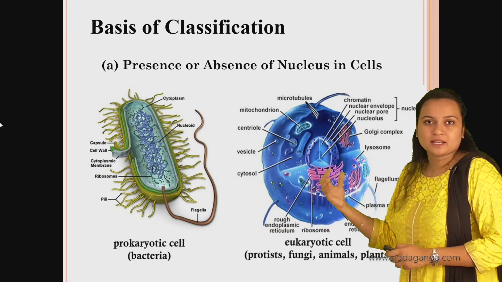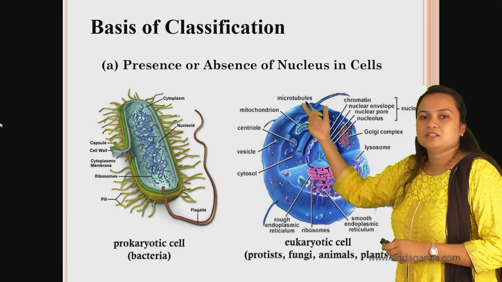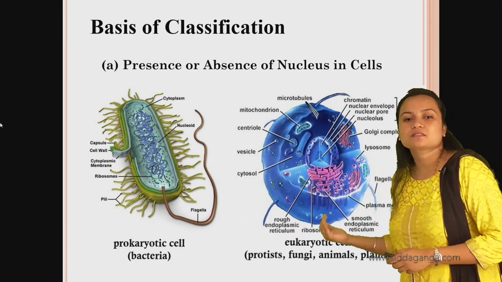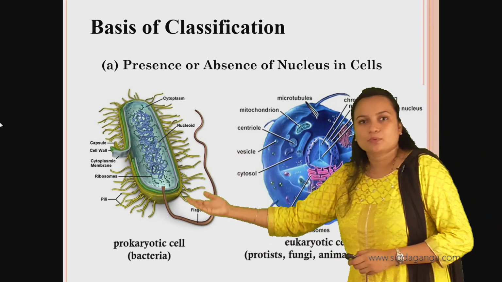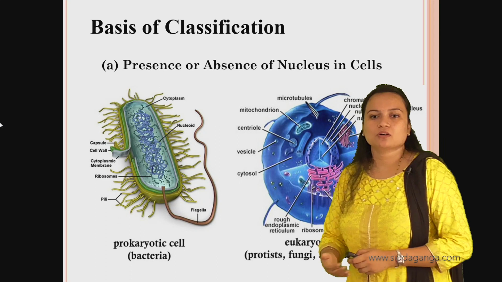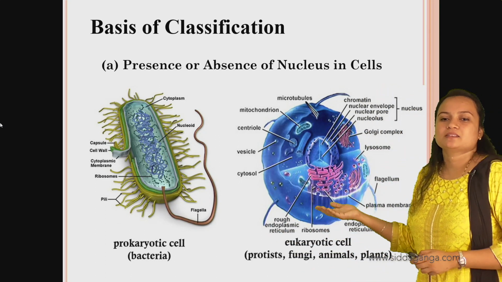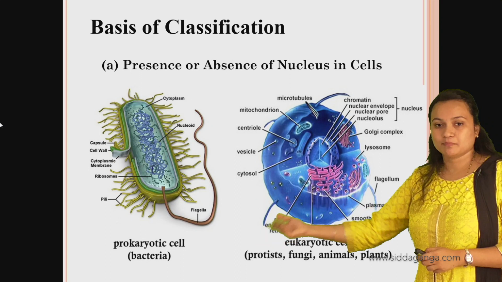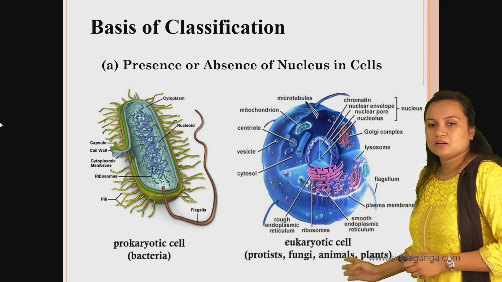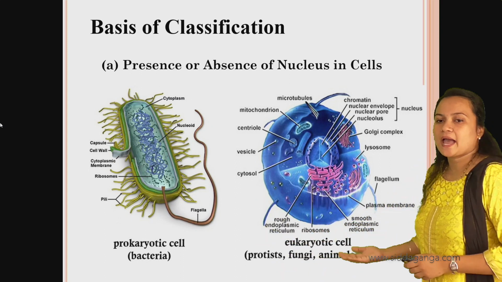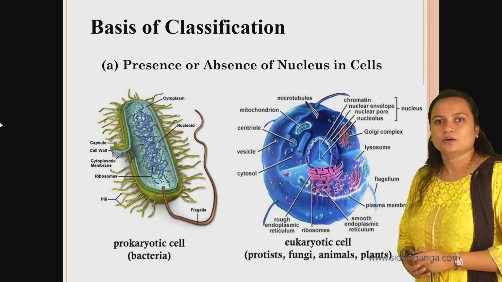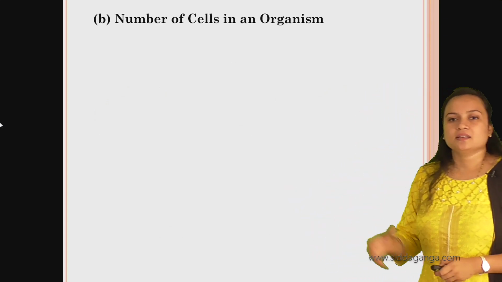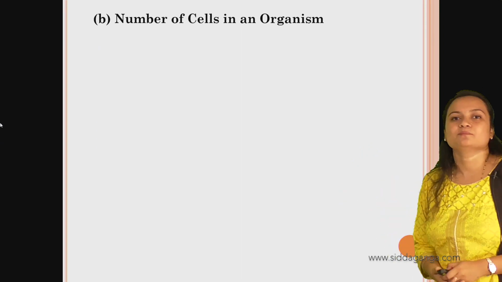So that is the difference, and classification can be done at the cellular level by this difference, like prokaryotes and eukaryotes. The organisms with prokaryotic cells are called prokaryotes, whereas the eukaryotic organisms are called eukaryotes. For example, bacteria are prokaryotes, and the kingdoms like protista, fungi, animals and plants come under the eukaryotes. Okay, so this was one criterion, and there is one more criterion, that is the number of cells in an organism.